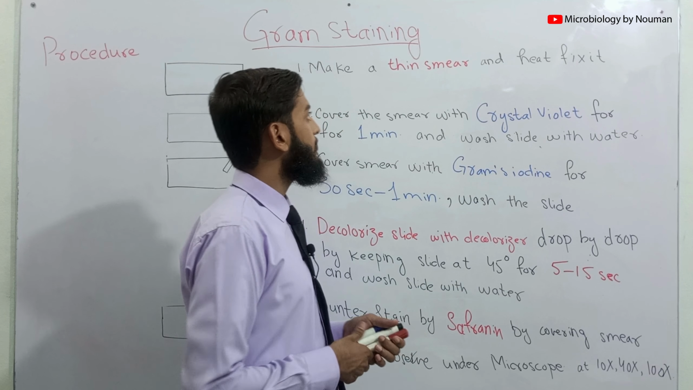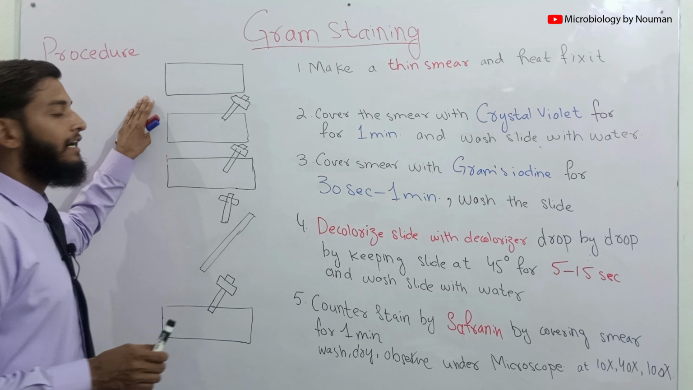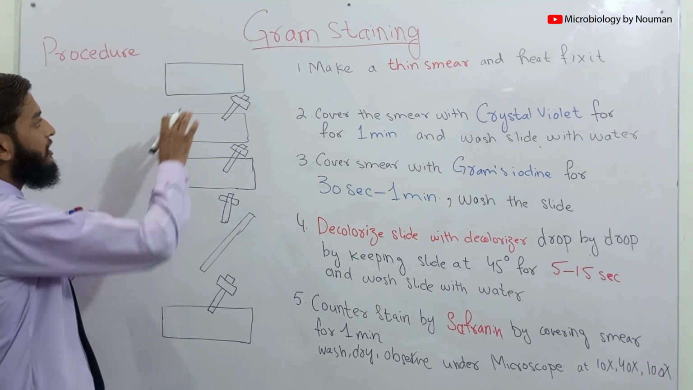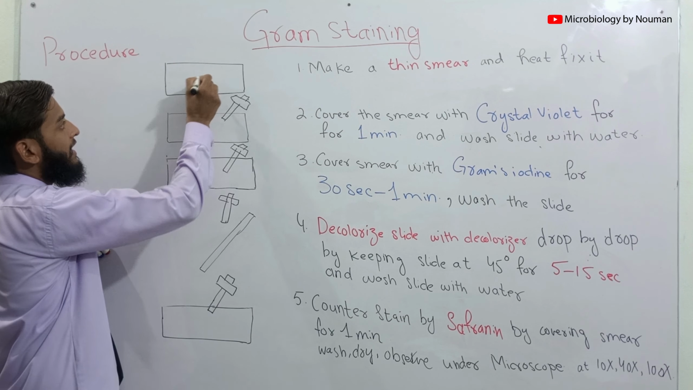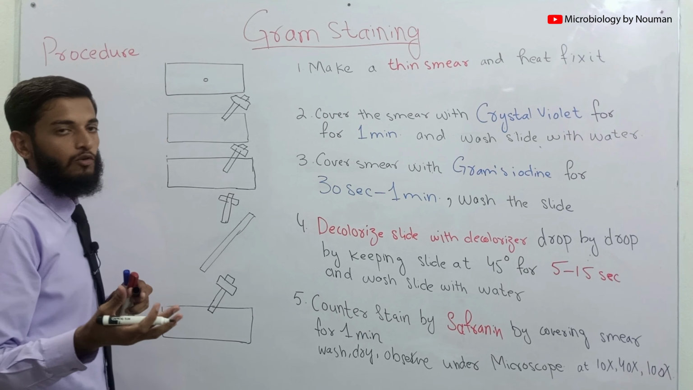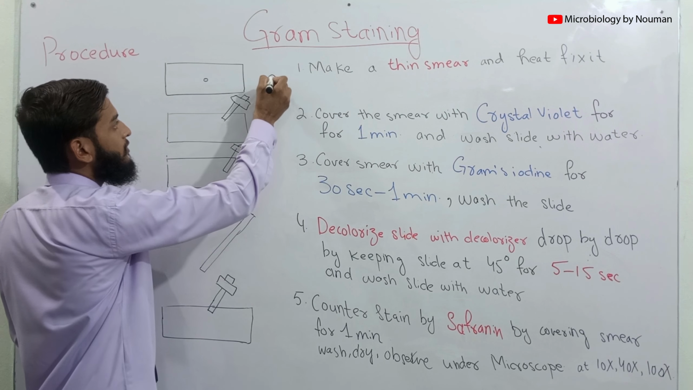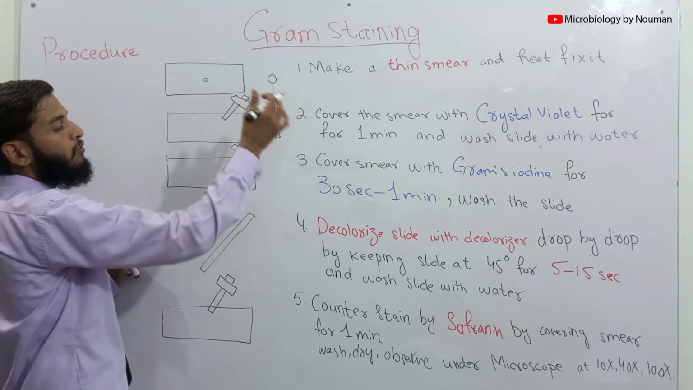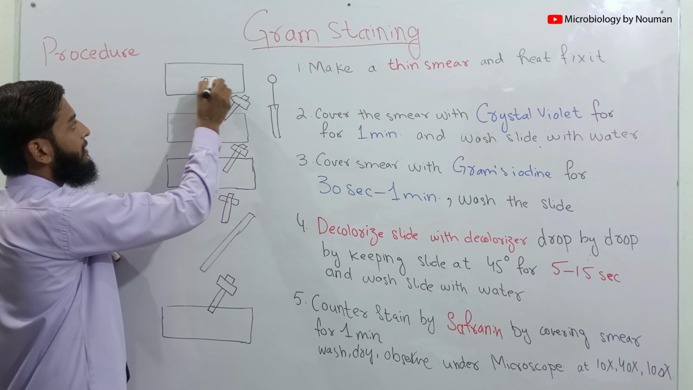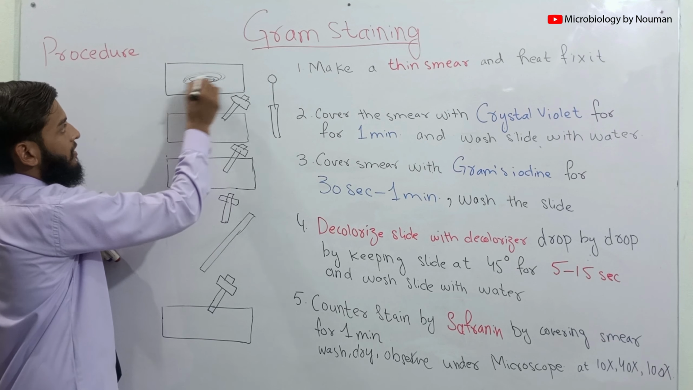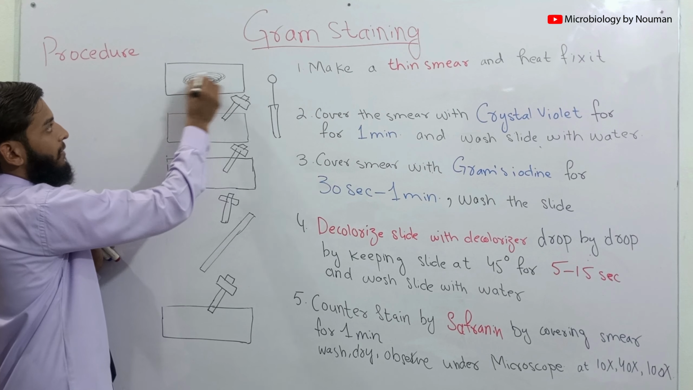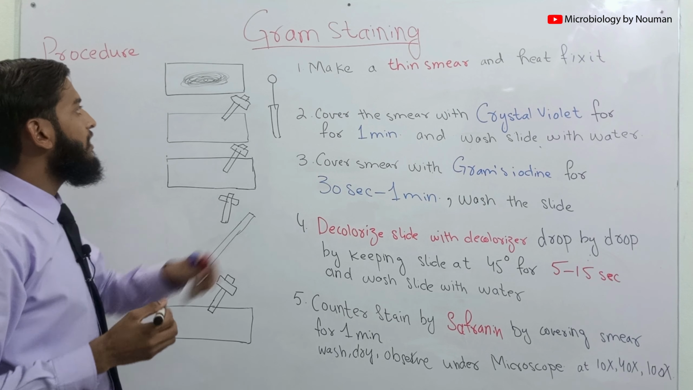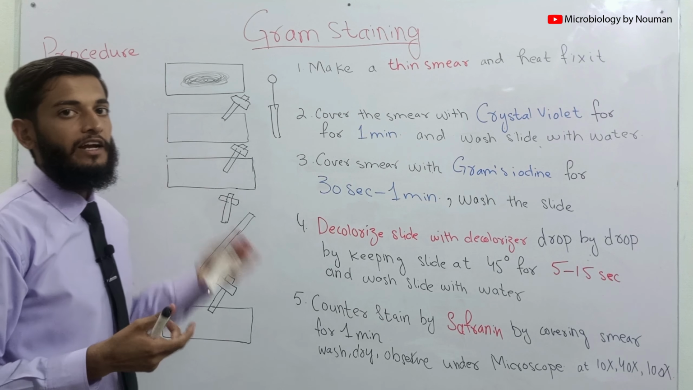In the very first step of gram staining, we'll take a clean glass slide. Then we will put a drop of water in the center of the slide, and then we'll pick a colony with the help of a wire loop. Wire loop looks like this, right? With the help of the wire loop, we'll pick a bacterial colony and mix it with the water. And this way we will make our very thin smear, right? We will let this smear air dry.